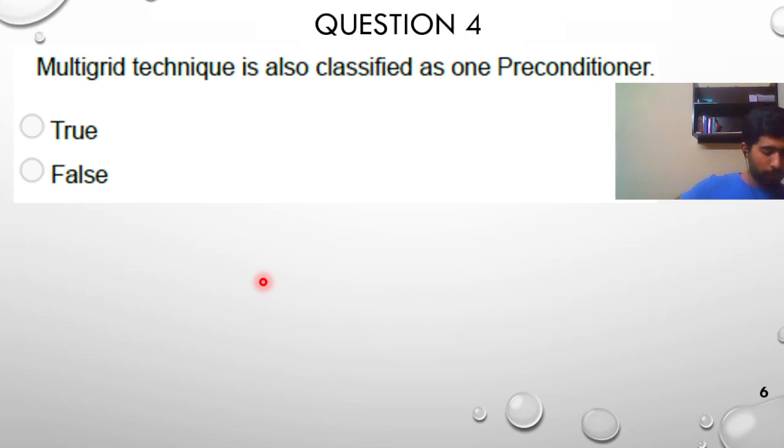You can unmute yourself and then maybe let me know whether you know multi-grid technique or not. Am I audible? Okay, fine. So let me otherwise explain.